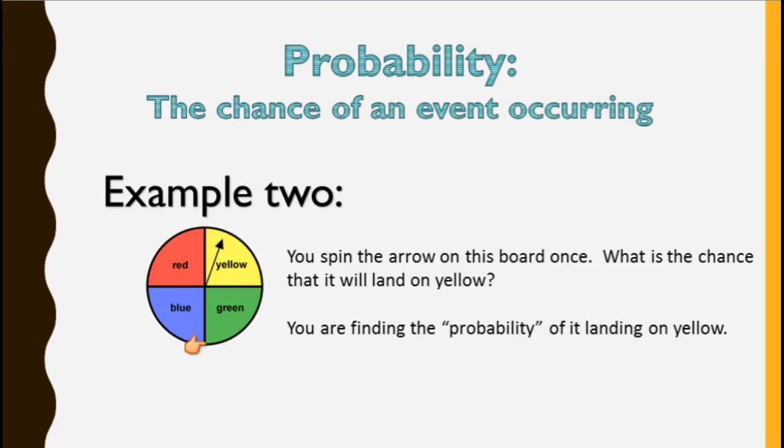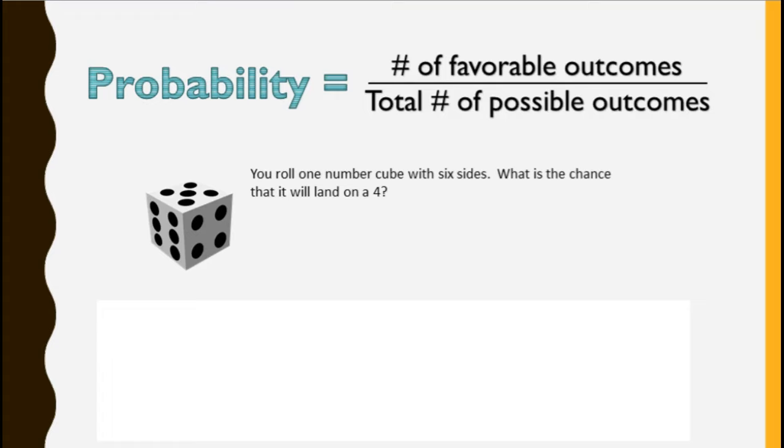Another example is if you have a spinner and you spin it one time and you're wondering what is the chance that it will land on yellow. And again, you're finding the probability of it landing on yellow. So let's take a look at these individually. So here we go. You roll one number cube with 6 sides. What's the chance that it will land on 4?